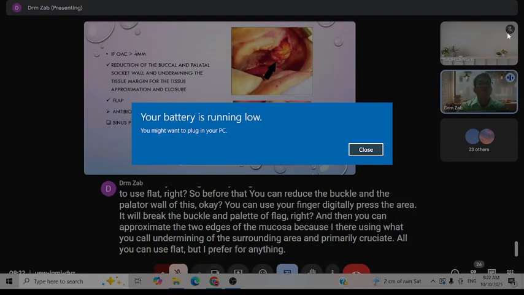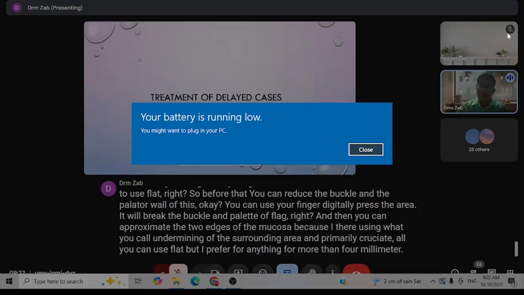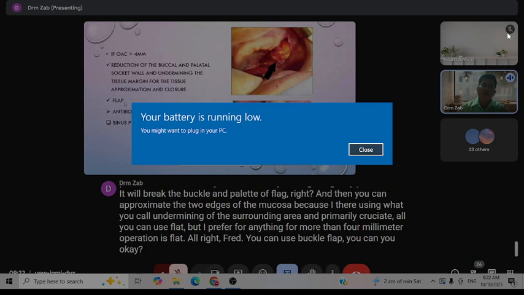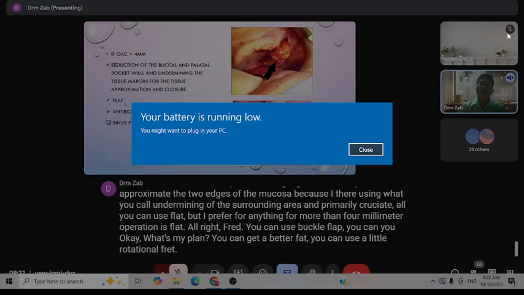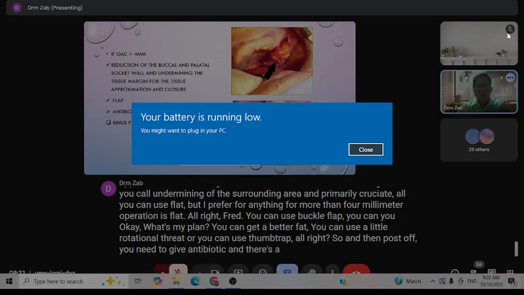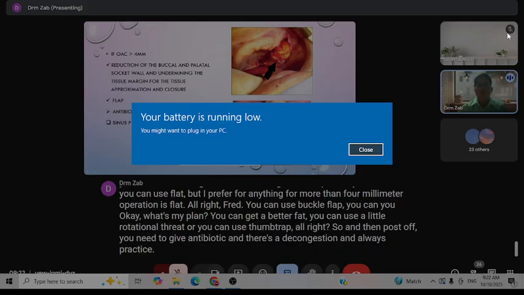But I prefer for anything more than 4 millimeter perforation, you use a flap. You can use a buccal flap, a buccal advancement flap, buccal pad of fat, a palatal rotational flap, or a tongue flap. Post-op, you need to give antibiotic and nasal decongestant, and always practice sinus precautions.